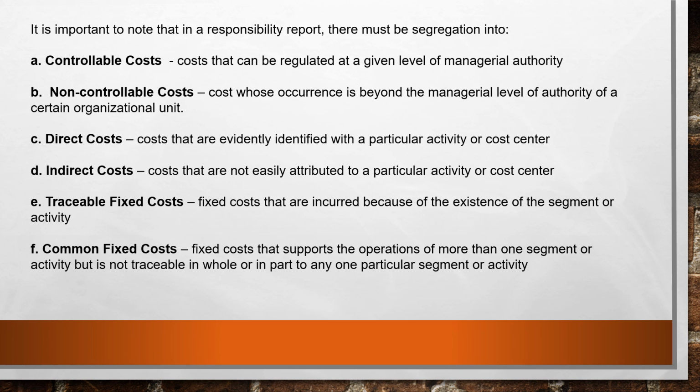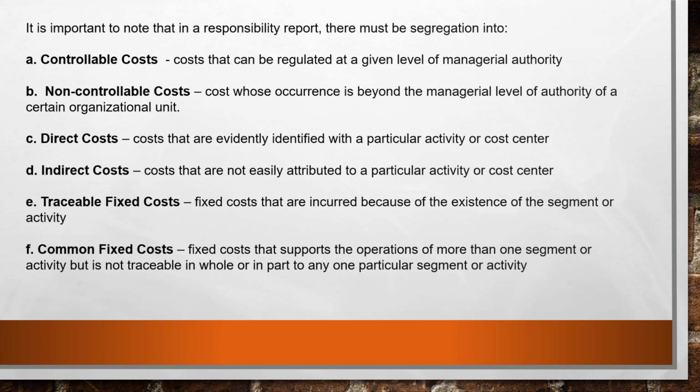Now we have common fixed cost. Common fixed cost supports the operations of more than one segment or activity, but is not traceable in whole or in part to any particular segment or activity. These are the common fixed costs that have been allocated to each division, like the overall president's bonus, the managers' pay, the bonus, the incentives, so it is allocated to all divisions. That is an example of a common fixed cost.